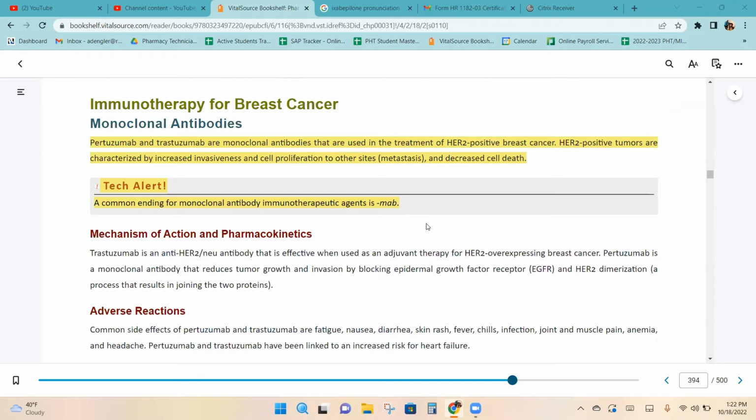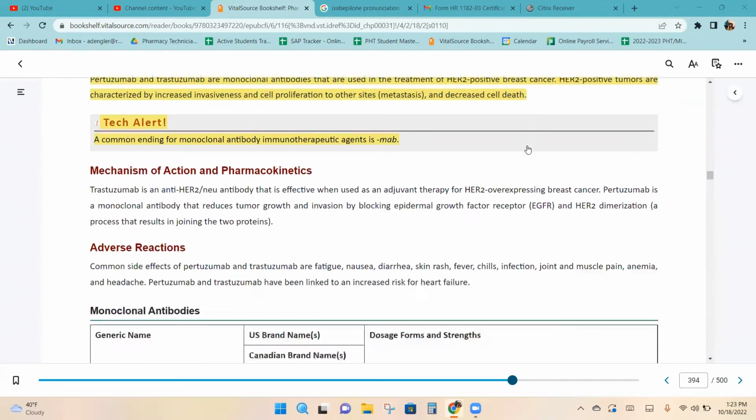Pertuzumab and trastuzumab are monoclonal antibodies that are used in the treatment of HER2 positive breast cancer. HER2 positive tumors are characterized by increased invasiveness and cell proliferation to other sites, like metastasis, and decreased cell death. A common ending for monoclonal antibody immunotherapeutic agents is mab.